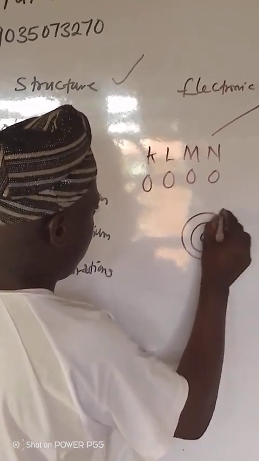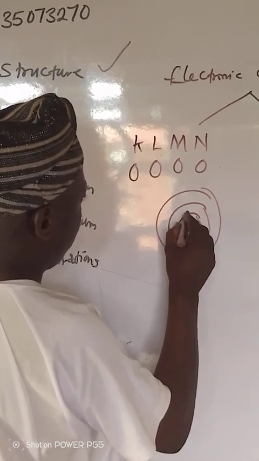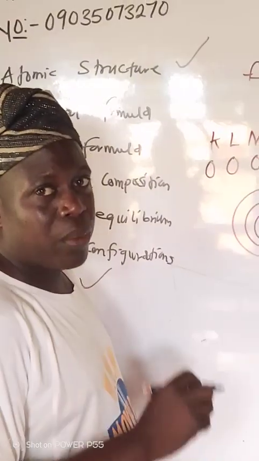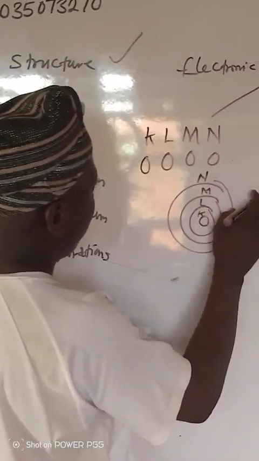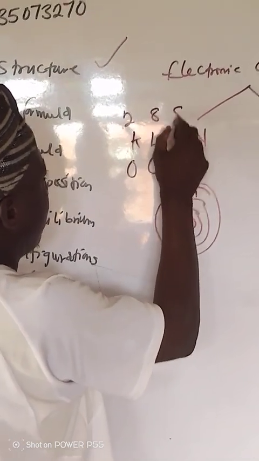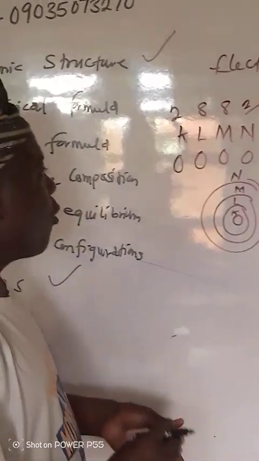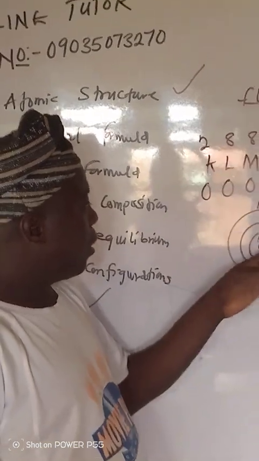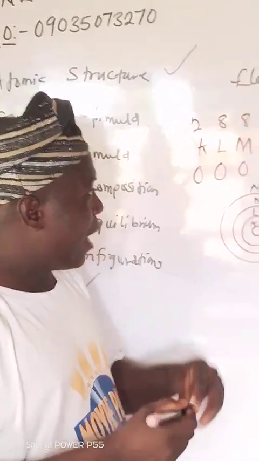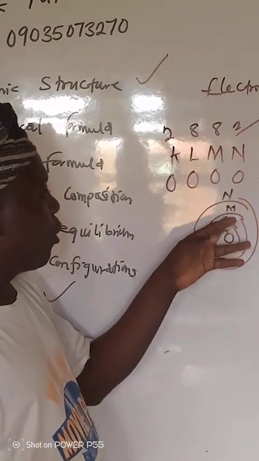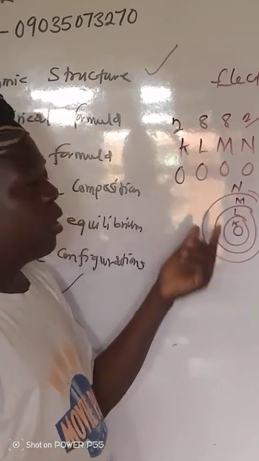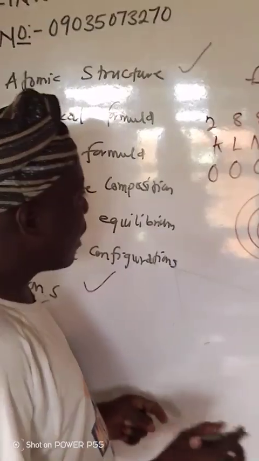1, 2, 3, 4. This one is what? K shell, L shell, M shell, and N shell. The maximum electron each can acquire: the K shell can acquire a maximum of 2. L is 8. M is 8. N is also 2. If K is filled with 2 electrons and we have an electron remaining, we have to bring it to fill the L shell. Now, for instance, join me.